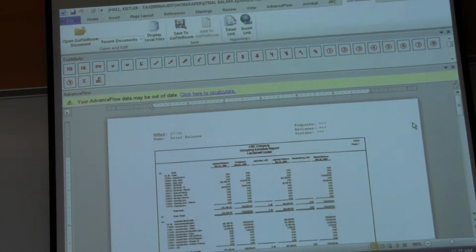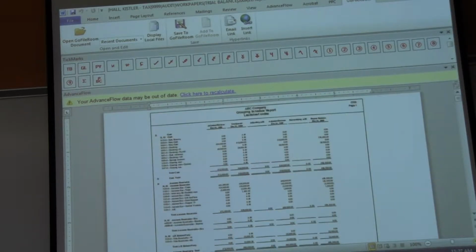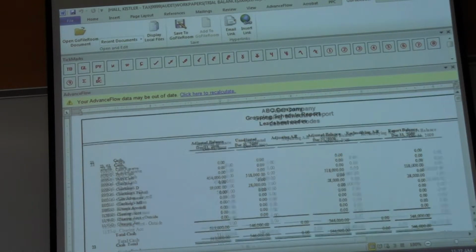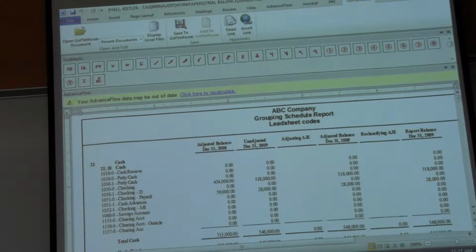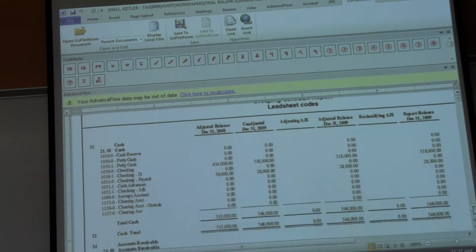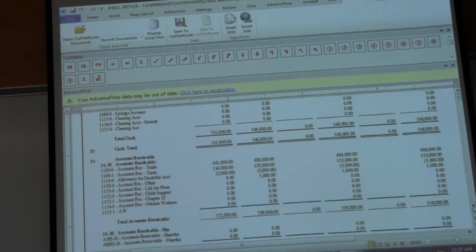So here's all my cash accounts, there's the cash number on the balance sheet. Here's all my receivables accounts, here's the number on my balance sheet. So you track those section by section. Cash is section 21, receivables is 24, inventories is 26.